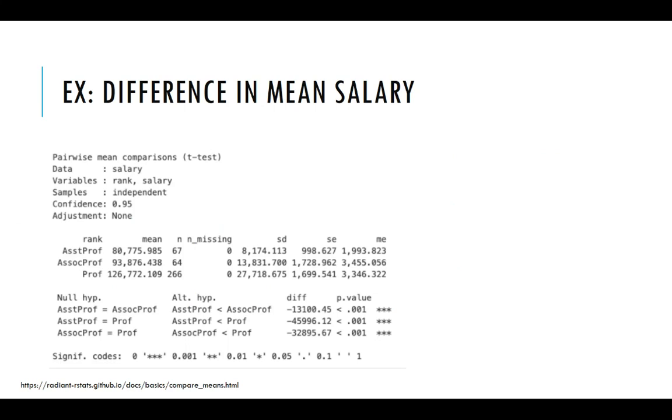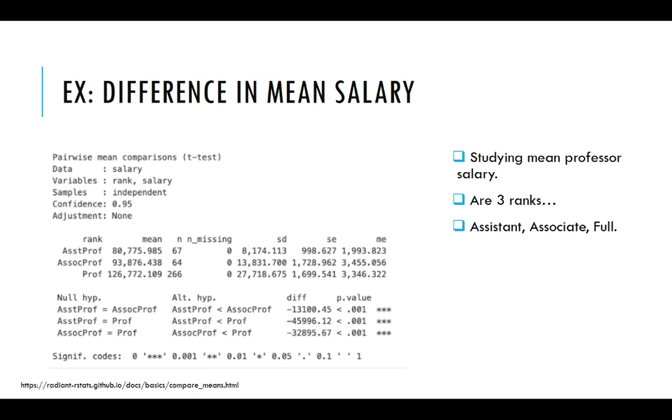Let's look at another example where we're talking about differences in mean salary. This study is looking at mean professor salary, but it's doing it by rank. For professors, there are 3 different ranks. We are either an assistant professor, an associate professor, or a full professor. You would come in right out of graduate school as an assistant professor. After getting tenure and promoted, you'd become an associate professor. And eventually, if you continue to publish and you're good, you'll become a full professor.